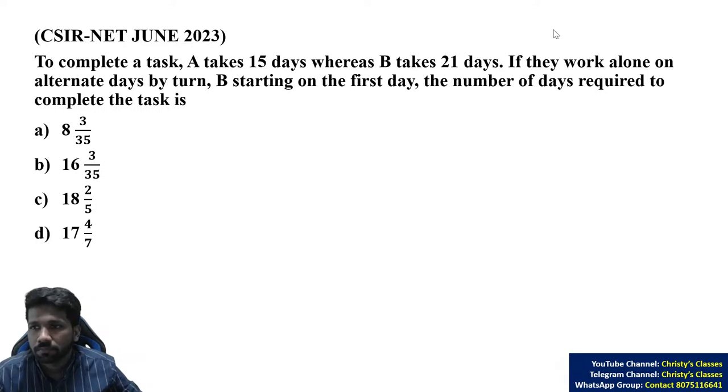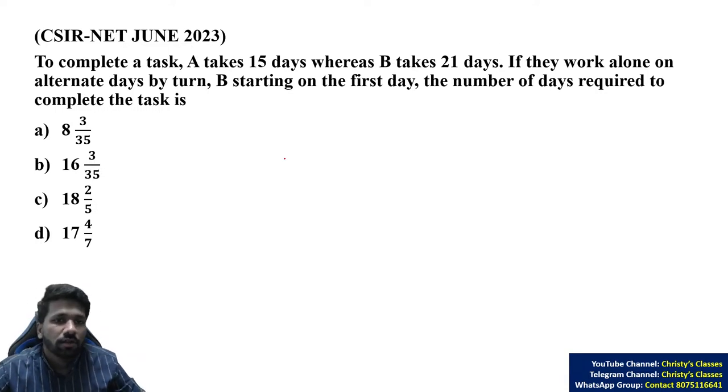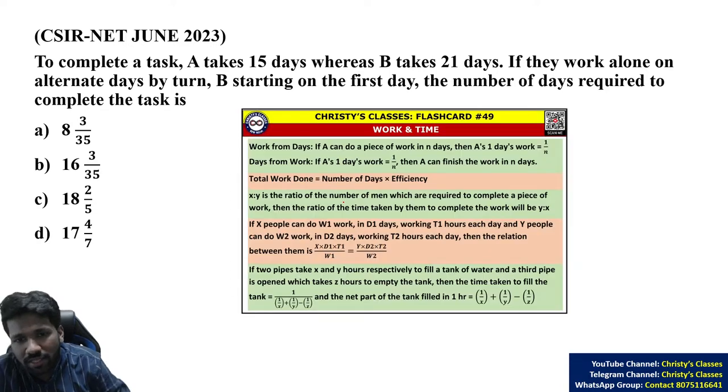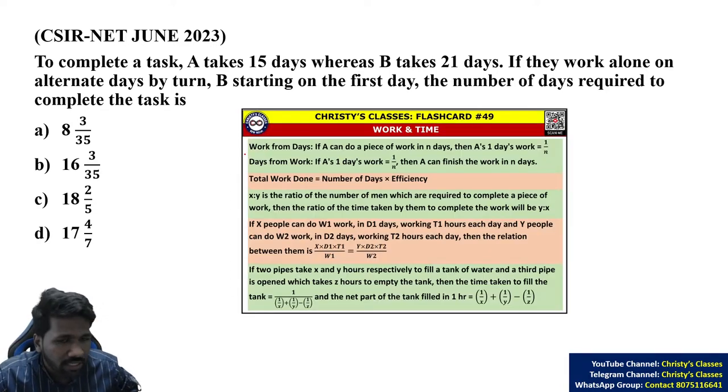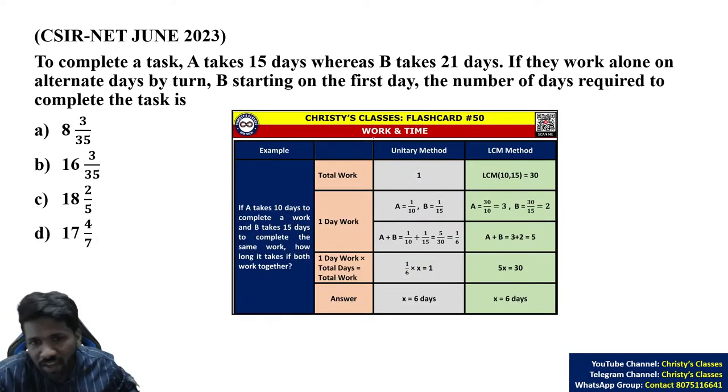Okay, so I will explain the basic theory of the Work and Time chapter, which I have summarized in this flash card. There are two major ways of doing work and time problems. One is called the unitary method, one is called the LCM method. We will discuss that in detail in the work and time detailed lecture in the complete course.